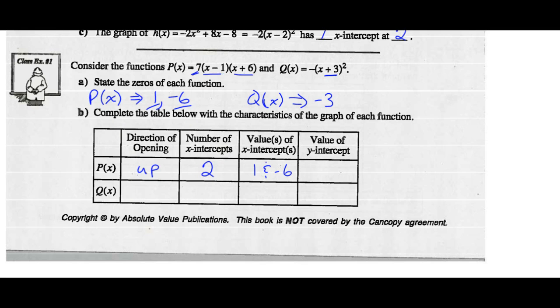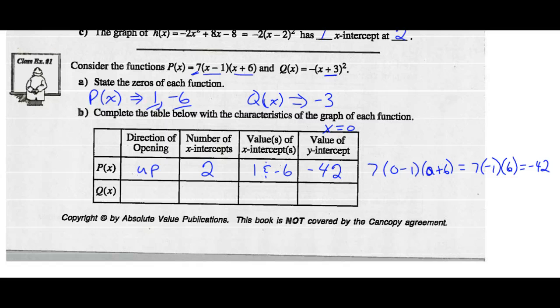And to find the value of the y-intercept, we have to let x equal 0. So in our equation, 7 times x minus 1 times x plus 6, we let x equal 0, and we get 7 times negative 1 times positive 6, which is negative 42. So that's our y-intercept, negative 42.